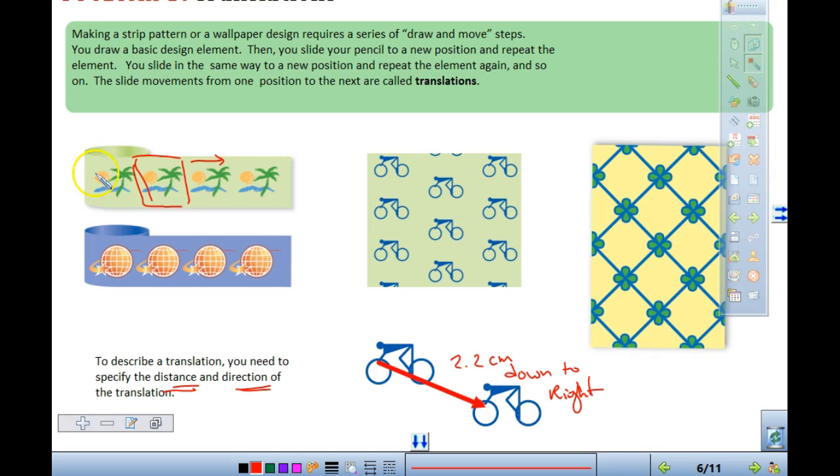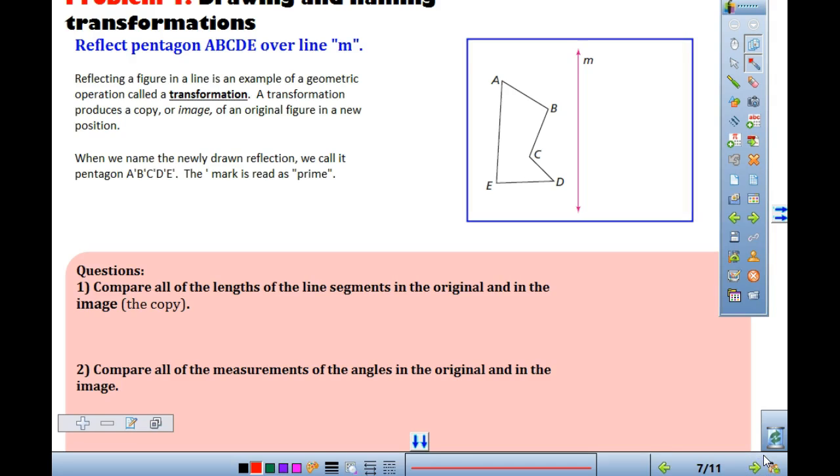Or it could be moving to the left depending on where you started, okay? So as you look at these pictures, that's kind of what they're wanting you to think about when we do our translations. Our translations are going to be more on a coordinate grid.